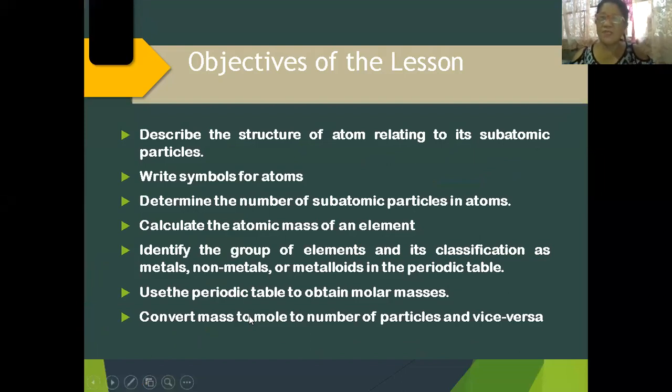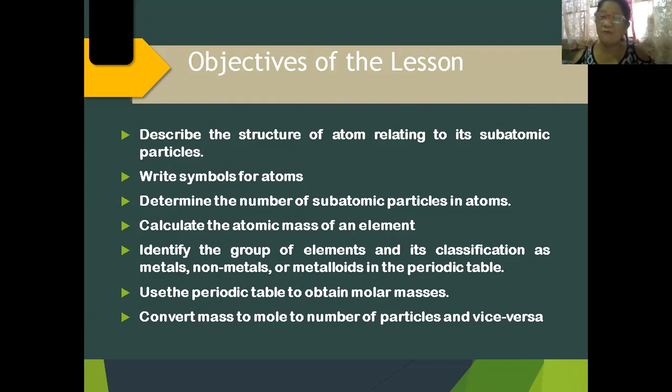So, we have different objectives for Chapter 1. The first one is, of course, you are going to know the structure of an atom, that is its subatomic particles. We will also know how to write the chemical symbol, especially for elements, which is found in the periodic table. The third one is we are going to determine the number of protons, electrons, and neutrons in the subatomic particles. We will also try to calculate atomic masses of an element.